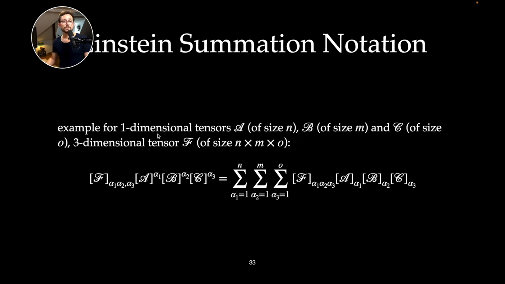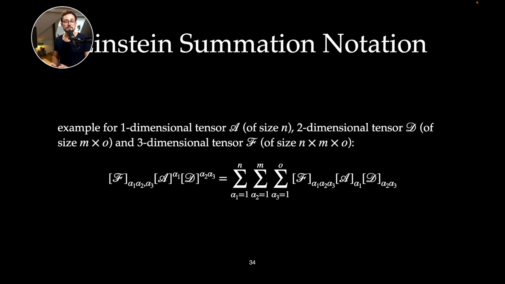Similar for a vector A of size n, another vector B of size m, and a third vector C of size o, and then a three-dimensional tensor of size n, m, and o. So alpha 1, alpha 2, alpha 3, and the same index is used as a superscript. So I'm computing three sums now. Those are the indices. They go up to the individual dimensions of F, so n, m, and o. And I'm accessing the alpha 1, alpha 2, alpha 3 index of the three-dimensional tensor, multiplying it with the alpha 1th entry of A, the alpha 2th entry of B, and the alpha 3th entry of C, continuing the three sums.